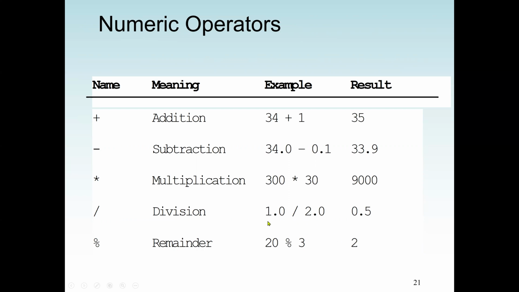The same thing applies to division. 1.0 divided by 2.0 will give me 0.5. Now 30 multiplied by 300, we get 9,000. Then 34.0 minus 0.1, we get 33.9. 34 plus 5, we get 39.